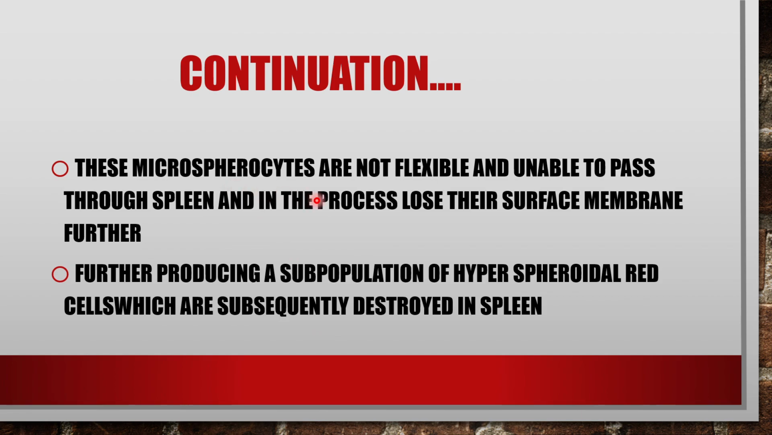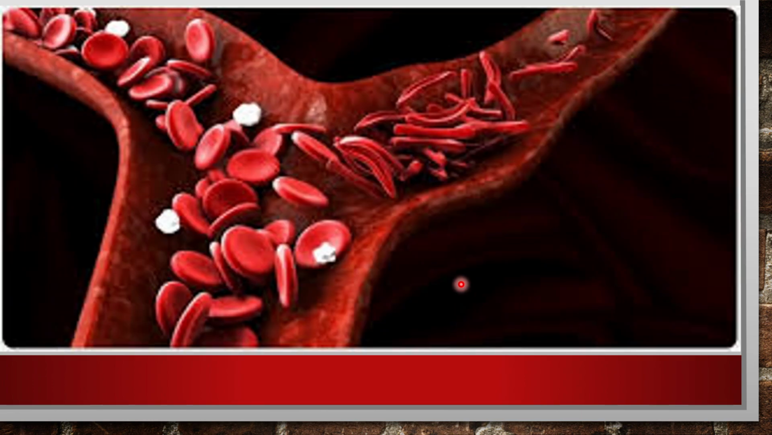These microspherocytes are not flexible and unable to pass through the spleen, and in the process lose their surface membrane further. This further produces a subpopulation of hyperspheroidal red cells which are subsequently destroyed in the spleen. So as you can see, this is the normal RBCs, biconcave in shape, and this is the microspherocytes, which have become smaller due to further defective red cell membrane while passing through the vessels.